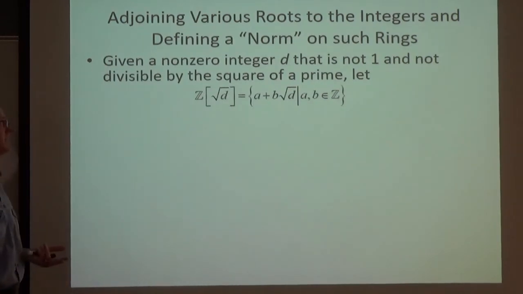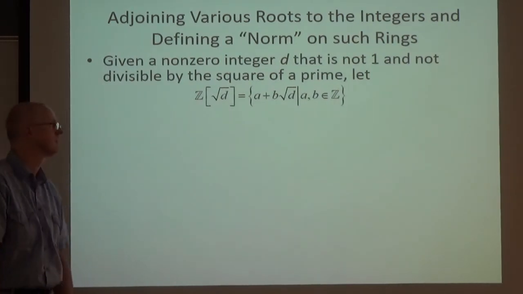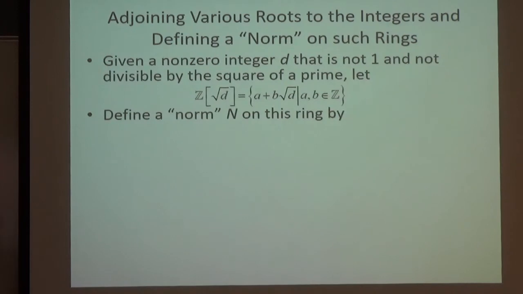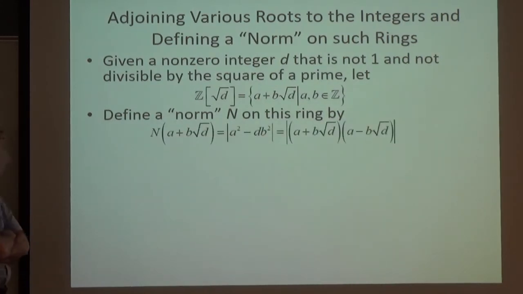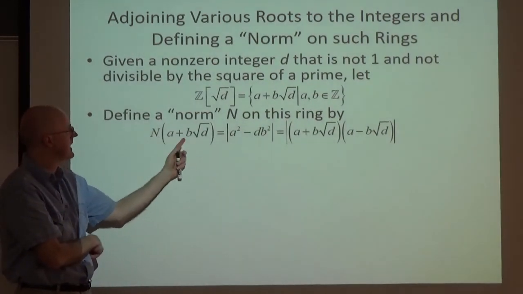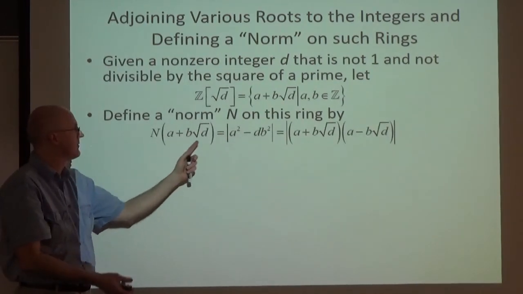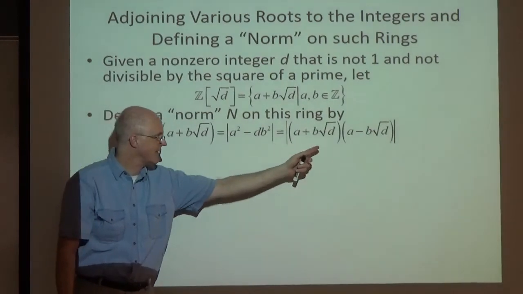But d can also be negative. Negative 2, negative 3. And that is the main kind of example we're going to focus on, actually, is when d is negative. We can define a norm on this ring, N. It's a function satisfying certain properties, and the formula for N is this. N applied to an element of this ring, plugging this ring element into this function, the formula for it is this, which can also be written like that.